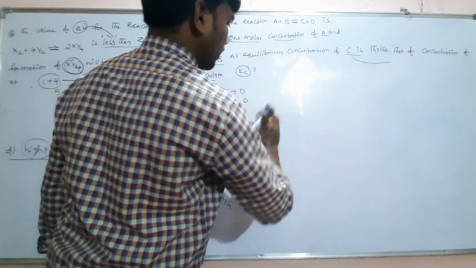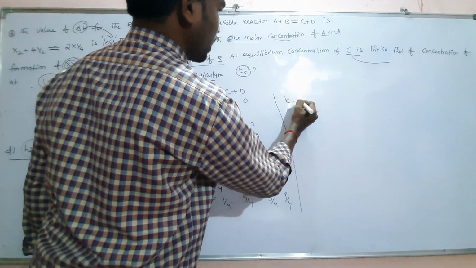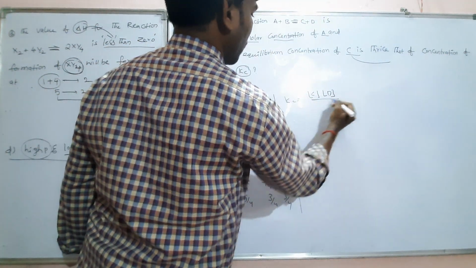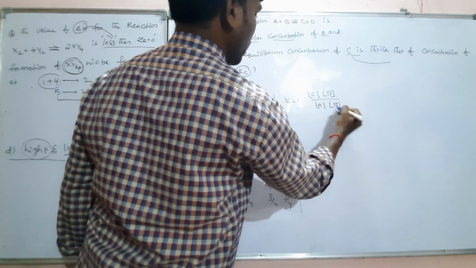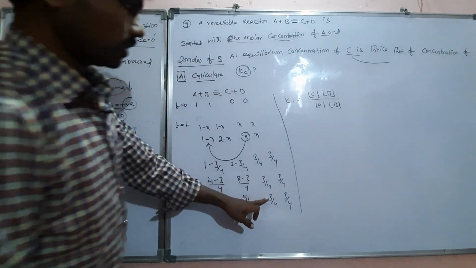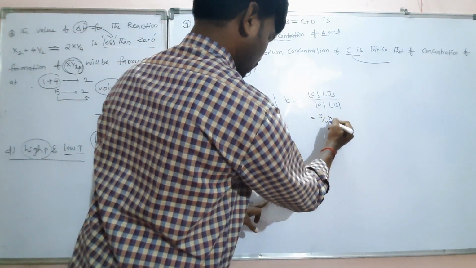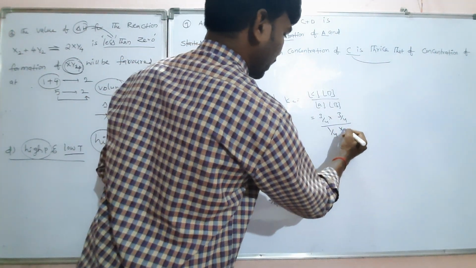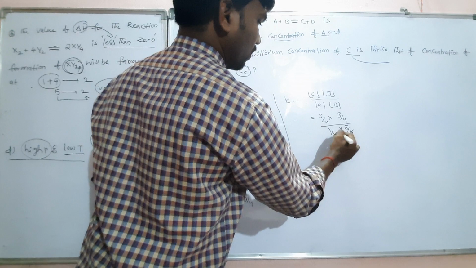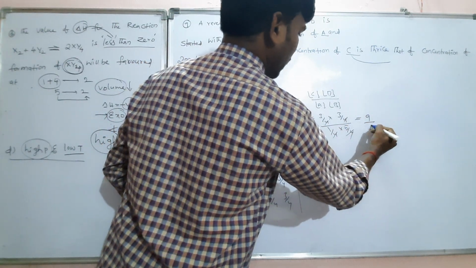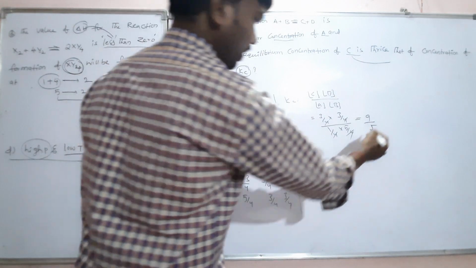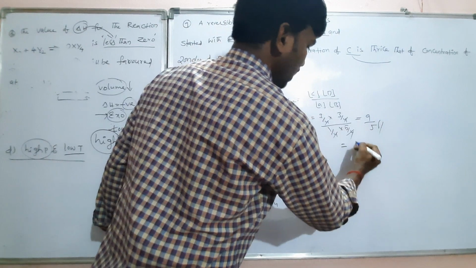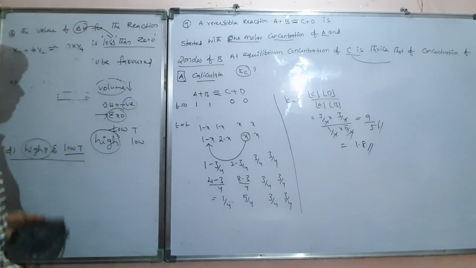So according to equilibrium, what is the equilibrium constant? Kc is equal to concentration of products by concentration of reactants: concentration of C into concentration of D upon concentration of A into concentration of B. What is the concentration of C here? 3 by 4. So 3 by 4 into 3 by 4 upon 1 by 4 into 5 by 4. The 4s get cancelled, so 9 by 5 will come. The equilibrium constant is 9 by 5, which is 1.8. So 1.8 is the final answer.